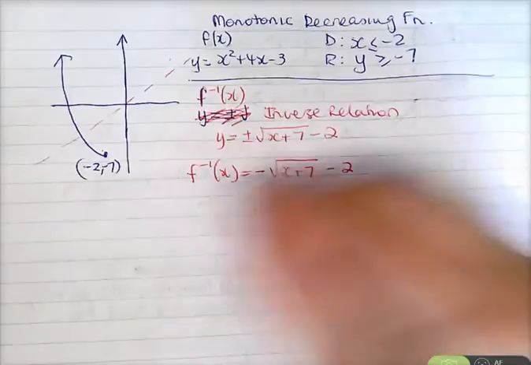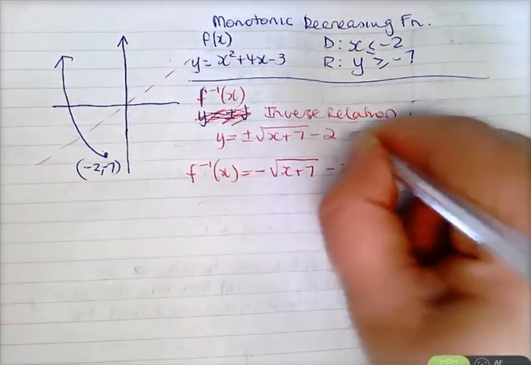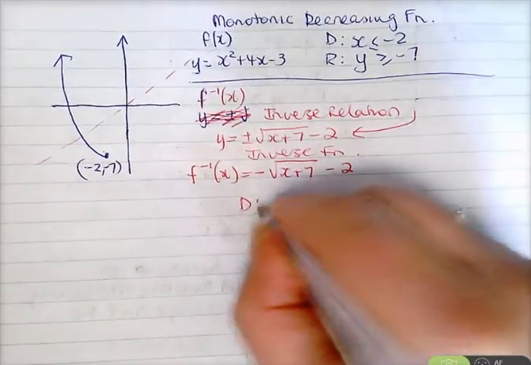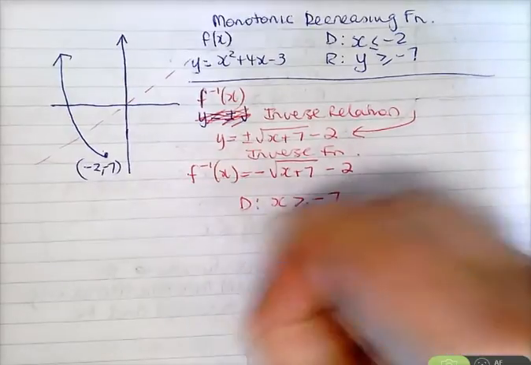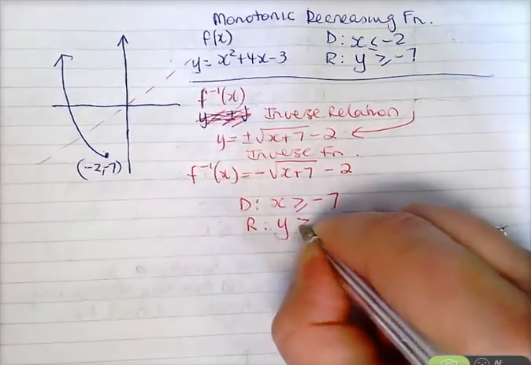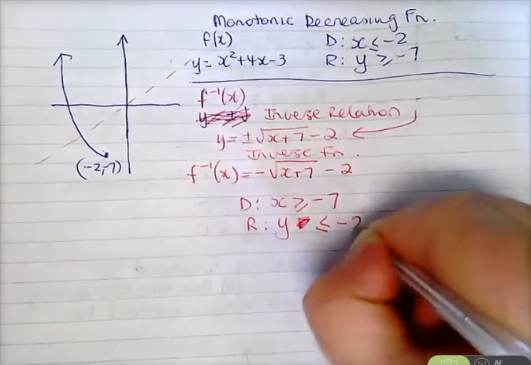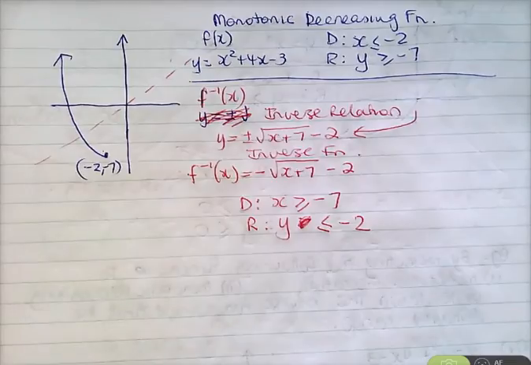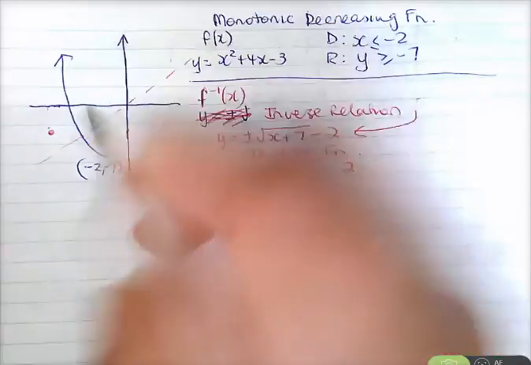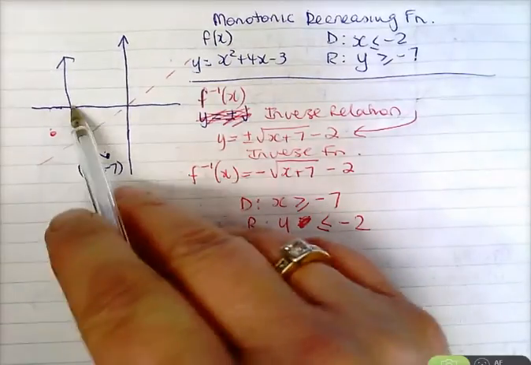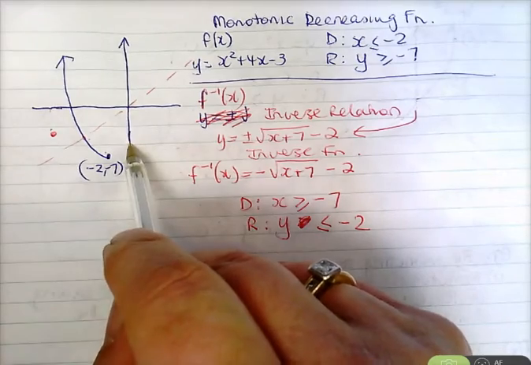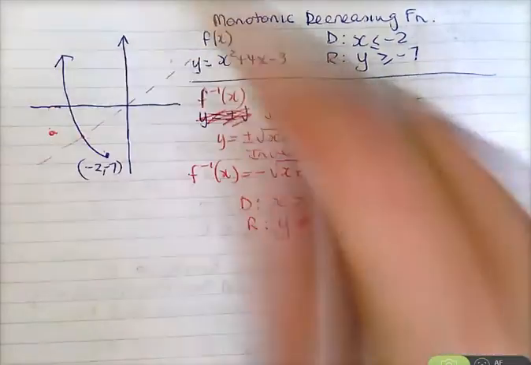So therefore, for the inverse function now, so that's the inverse relation, this is the inverse function here, the domain will be x is greater than or equal to -7, and the range will be y is less than or equal to -2. We can also draw the inverse relation of the function. There is negative x value 0, so the inverse function will be 0 and some negative y value here.